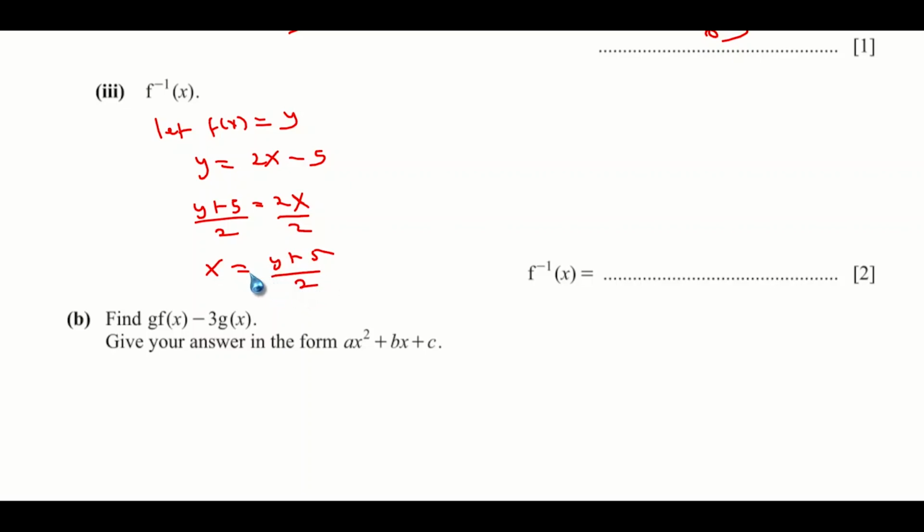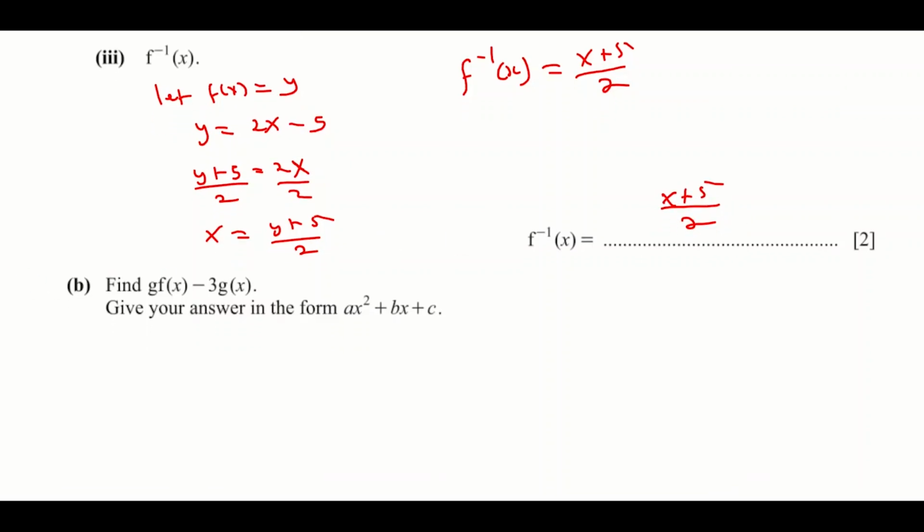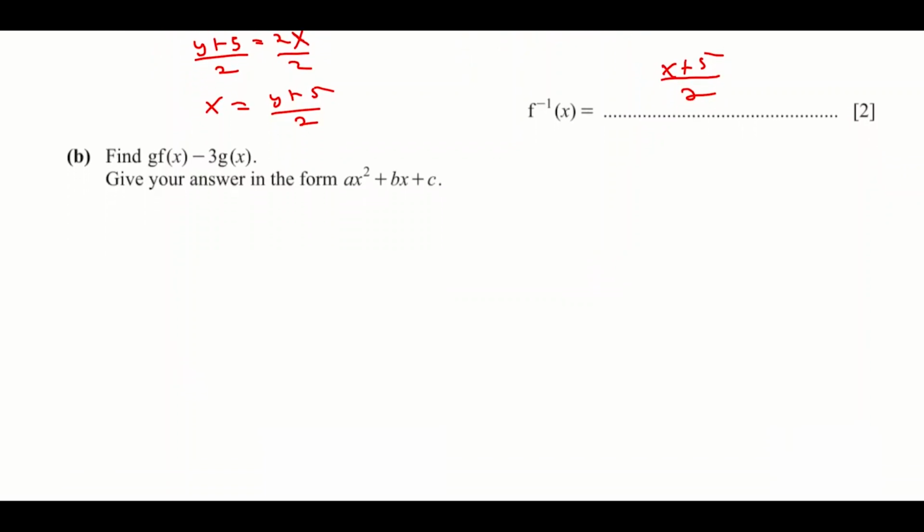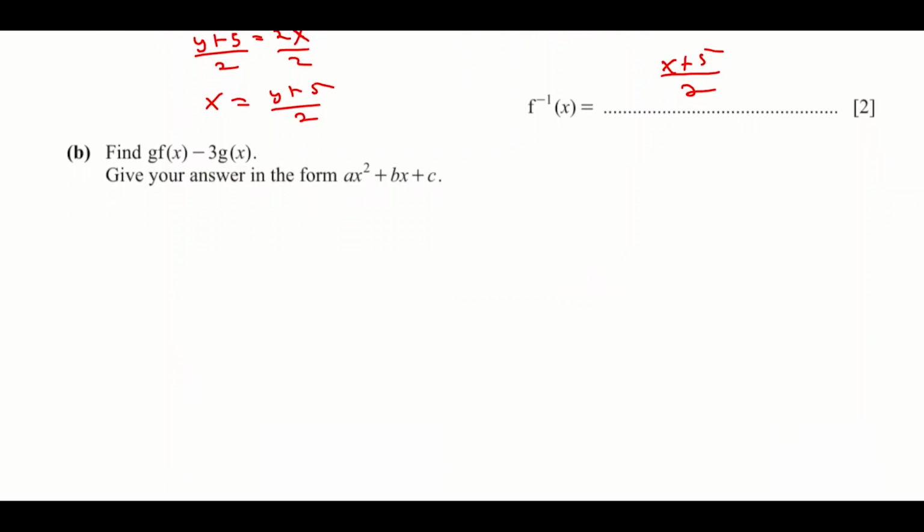So let's replace x with f inverse of x, and replace y with x. So the answer will be x plus 5 over 2. Then part B, find g f of x minus 3 times g of x.